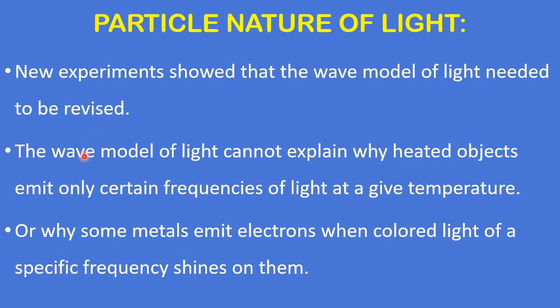The wave model of light cannot explain why heated objects emit only certain frequencies of light at a given temperature. This we study in black body radiation. Or why some metals emit electrons when light of a specific frequency shines on them. This comes under the photoelectric effect. So we study both in 11th class. So one by one. First we go to the photoelectric effect.